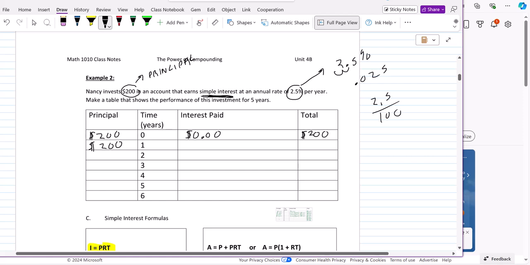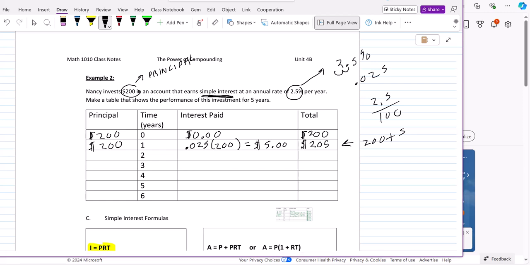So now at the end of a year, we're going to do 0.025 times 200. And when you do that on a calculator, you're going to get $5. So that means you now have 200 plus 5. So the total, since this is an investment and you're earning interest, is $205 after a year. And savings accounts don't work with simple interest. They tend to work with compound interest, either daily or monthly is more typical.